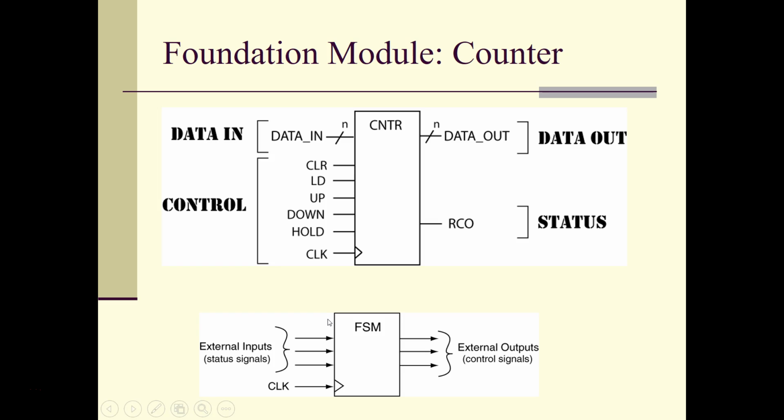Here's my super generic counter foundation module diagram. As you can see, it has data coming in and data coming out. It typically has a status output. Status output is ripple carry out. This ripple carry out indicates when it's at its terminal count. And what you'll see here, this terminal count depends upon the direction. So if you're counting up, the terminal count is all ones. If you're counting down, the terminal count is all zeros.